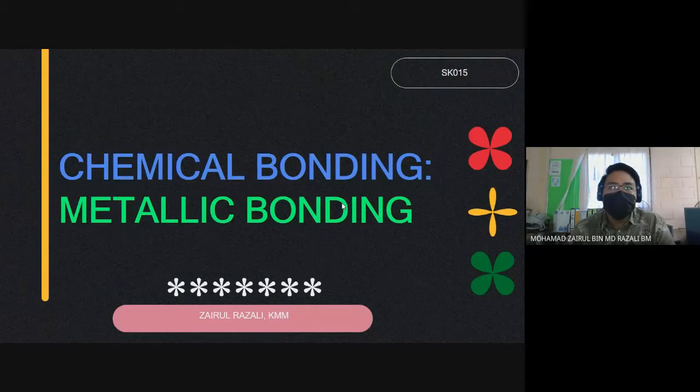Okay, metallic bonding ni nama dia bonding. Even though nama dia bonding, tapi dia bukan exactly bonding yang macam covalent. Dia hanyalah force of attraction between two different charges. Dia lebih kurang sama macam ionic compound. So sama macam ionic bond, sama macam hydrogen bond.